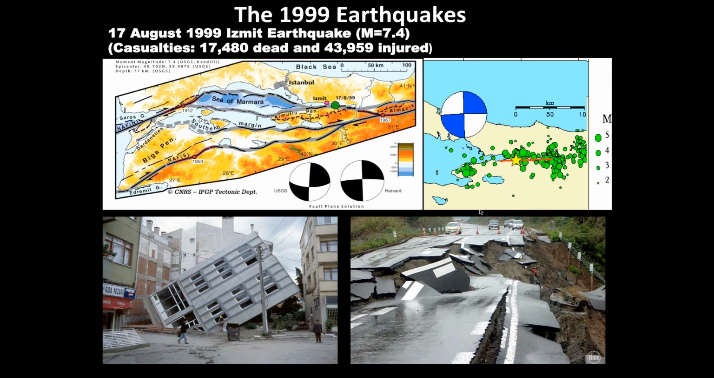So the latest destructive sequence of earthquakes took place in 1999. And this earthquake was a 7.4 magnitude earthquake and hit the city of Izmit, which is the industrial core of Turkey. And this damaged the Turkish economy greatly at that time.